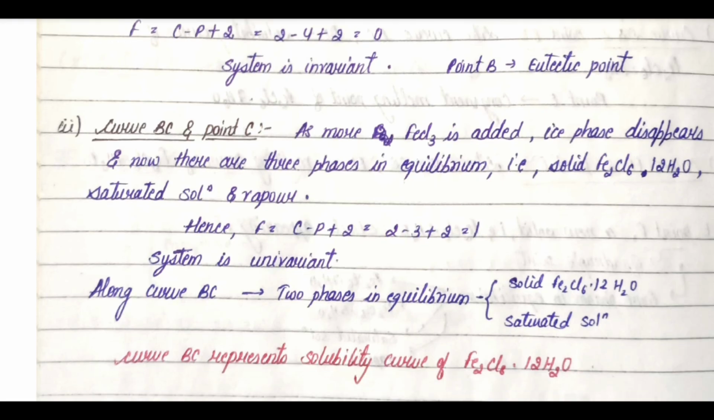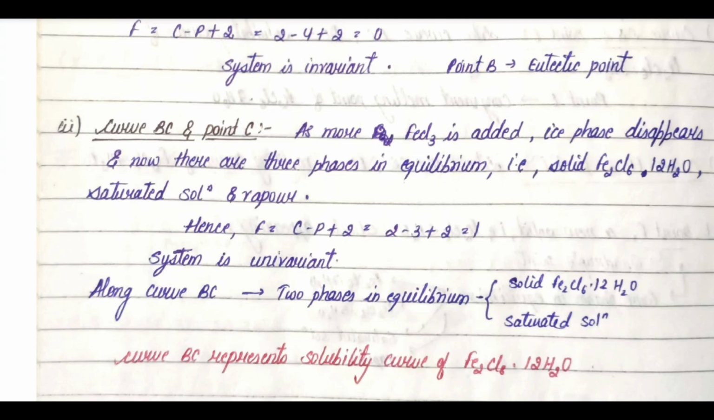Second, curve BC and point C. As more FeCl3 is added, ice phase disappears, and now there are three phases in equilibrium. That is solid Fe2Cl6.12H2O, saturated solution, and vapor. Here F is equal to 1, system is univariant, and all along curve BC two phases are in equilibrium.